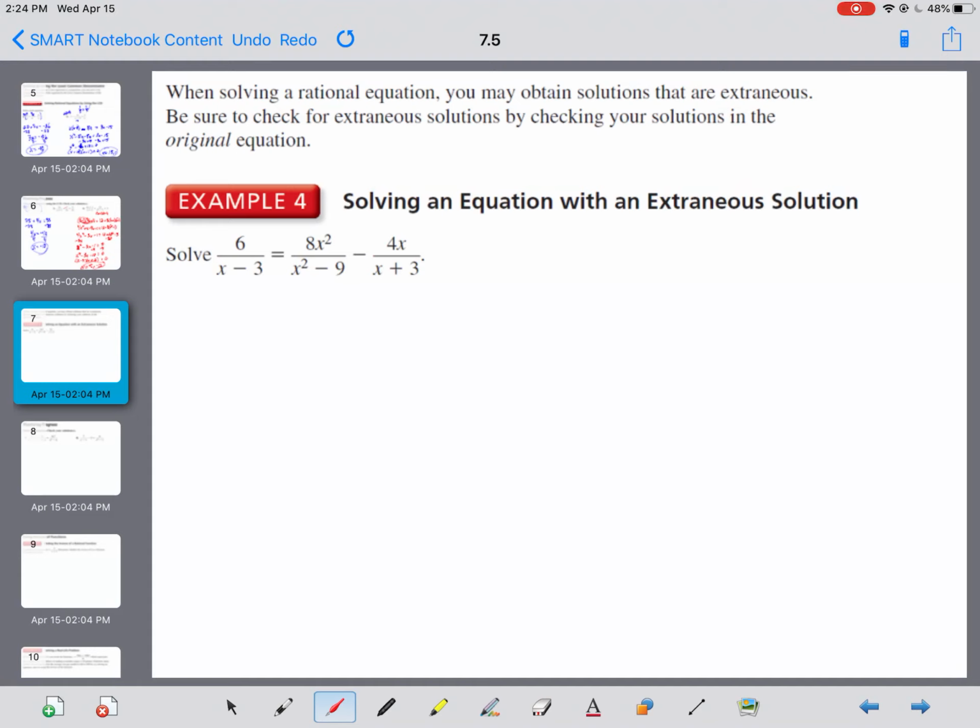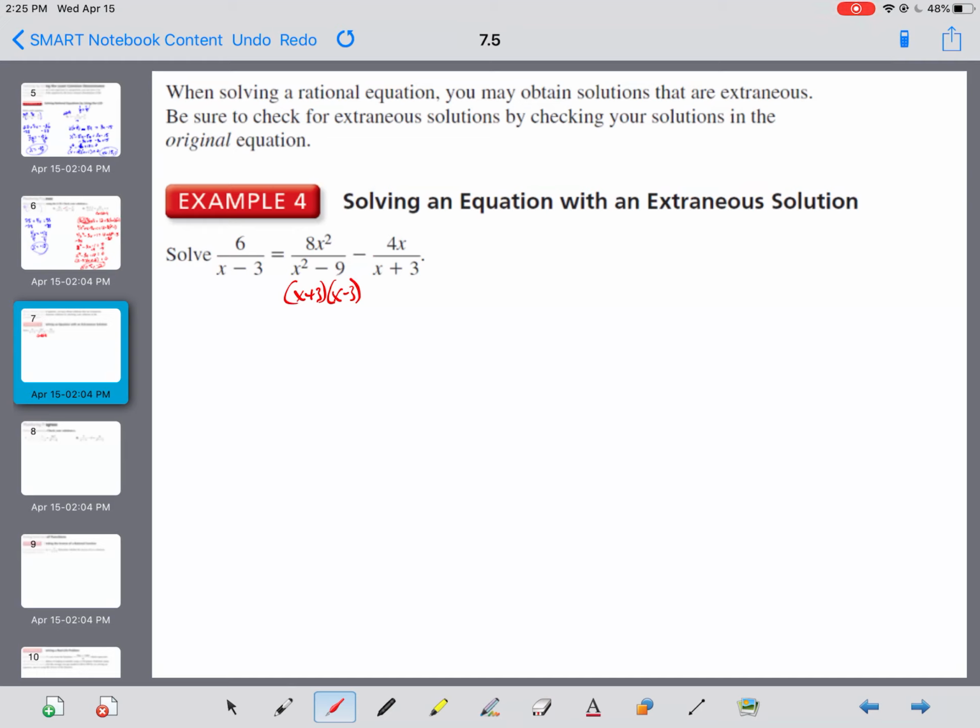So practice, practice, practice. When solving a rational equation, you may obtain solutions that are extraneous. Be sure to check extraneous solutions by checking your solutions in the original equation. You can also graph the original equation and then see where it crosses the x-axis, which ones work and don't work. Okay, you can always set this side as one equation and this side as another equation, y equals, and see where they touch. But let's do it by the math.